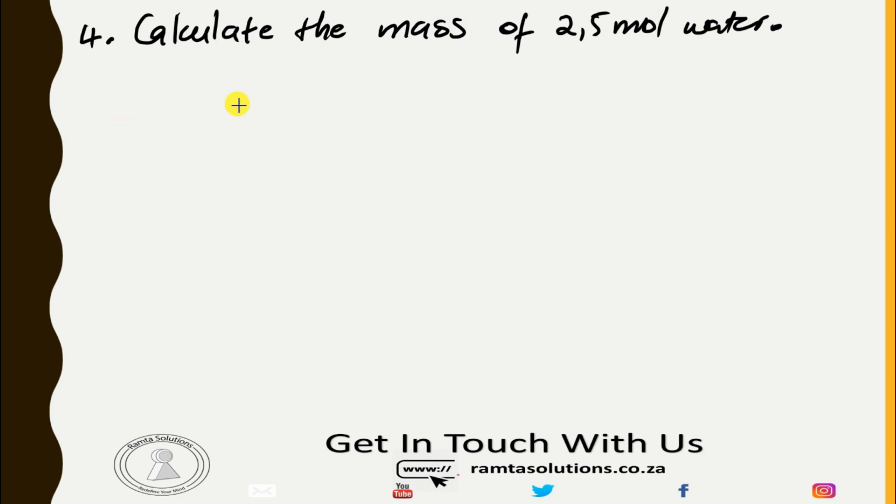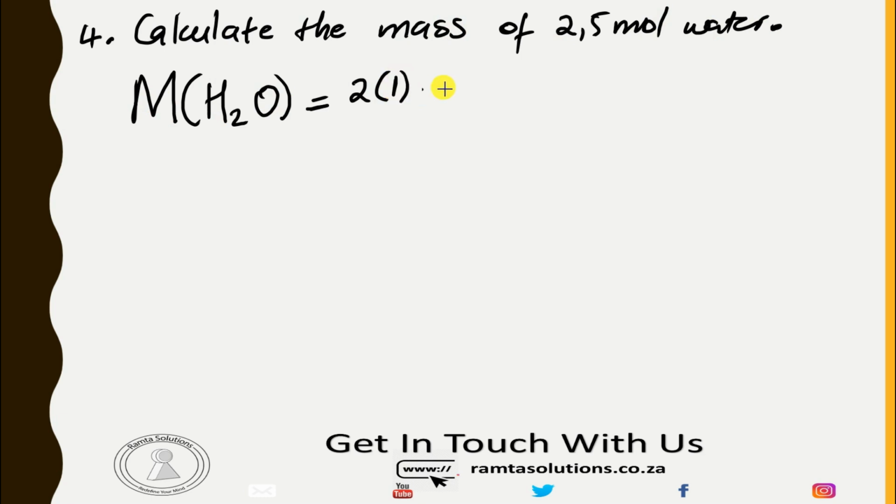So now, for this one, what you know is this. First things first, you are looking for the mass, and you are given the mole. You must find the molar mass of water. Remember, water is H2O. What is it? It is 2 times the relative atomic mass of hydrogen, which is 1, plus that of oxygen, which is 16. This therefore is 18 grams per mole, right?